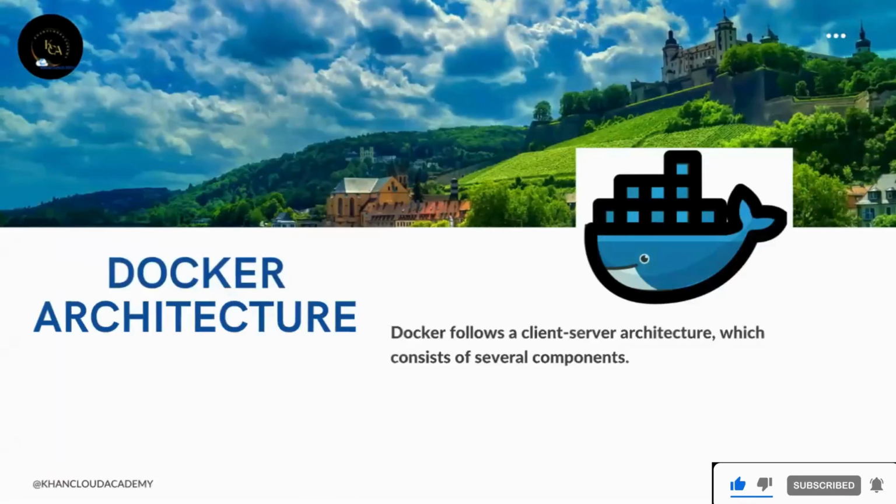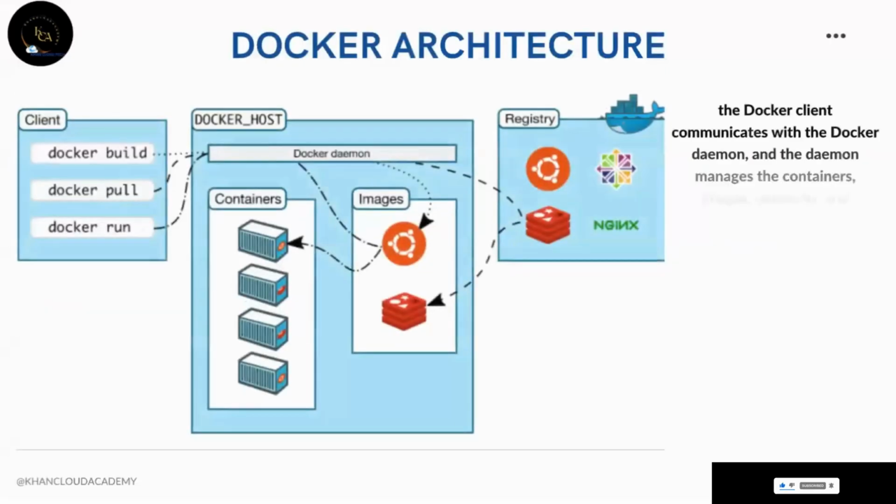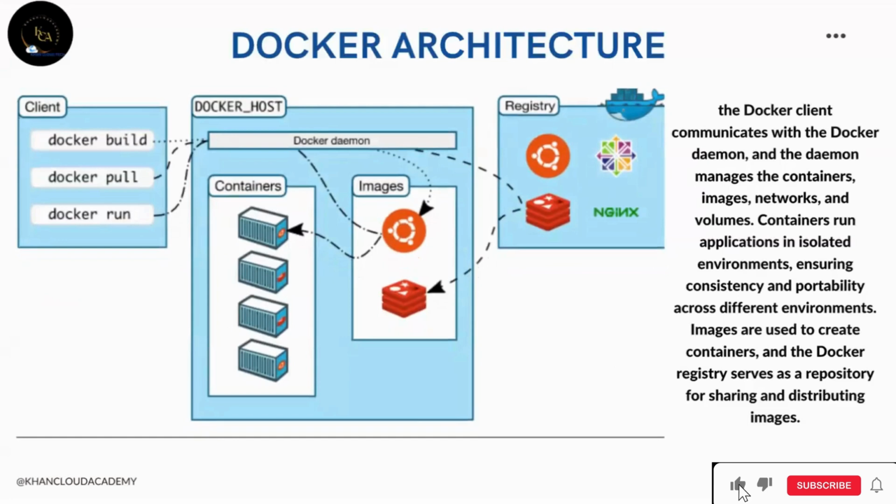So let's talk a little bit about Docker architecture. Docker follows a client-server architecture which consists of several components. So what are the components we're talking about? From the client, you can use these commands to reach the Docker daemon. The Docker daemon is basically where Docker is actually hosted, right? The client does a docker build, a docker pull, and a docker run, and the Docker daemon pulls the images and sets up the particular containers properly, right? The registry is where you can save the software after building.